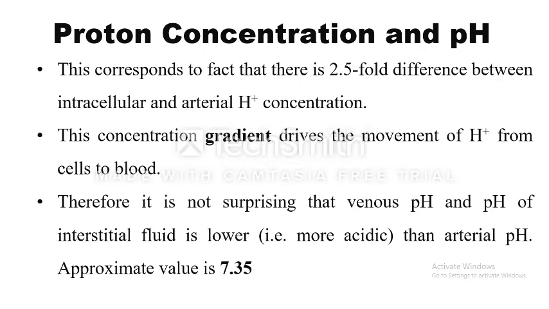It is acidic. This corresponds to the fact that there is a 2.5 fold difference between intracellular and arterial proton concentration. This concentration gradient, or you can say the difference, why is it important? It drives the movement of protons from the cells to the blood. Therefore, it is not surprising that venous pH and pH of interstitial fluid is lower, that is acidic, than arterial pH. The approximate value is 7.35.